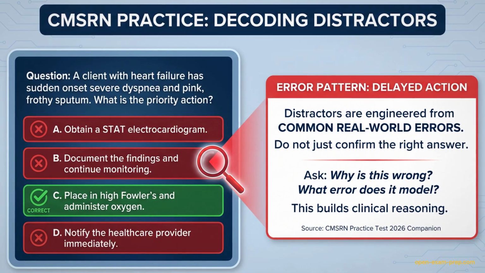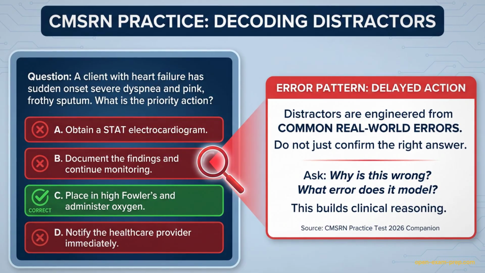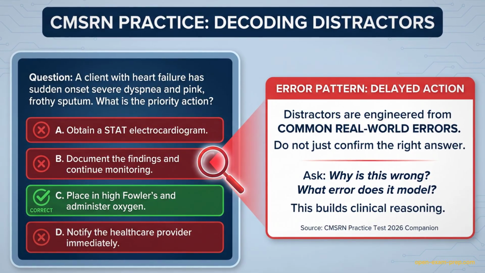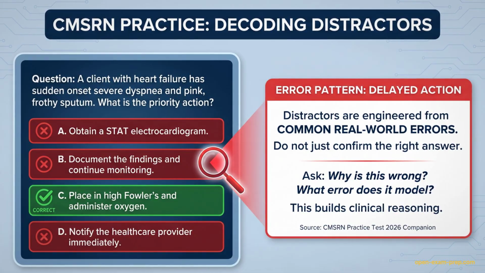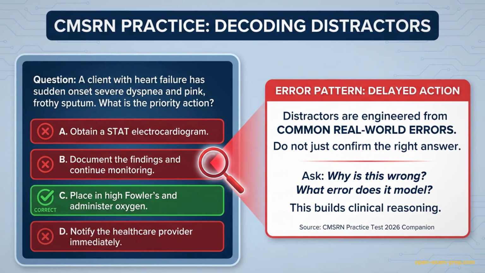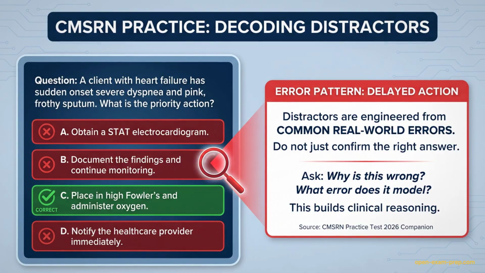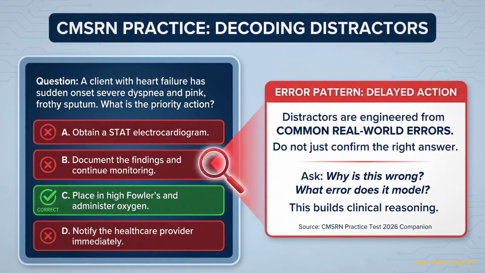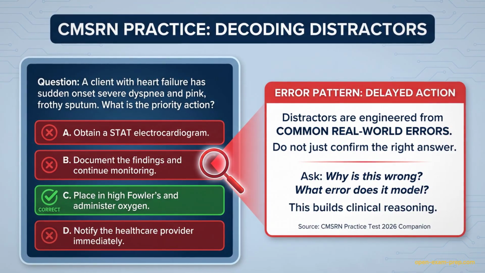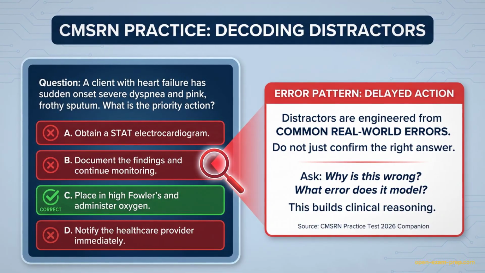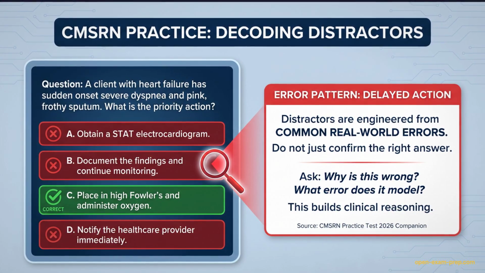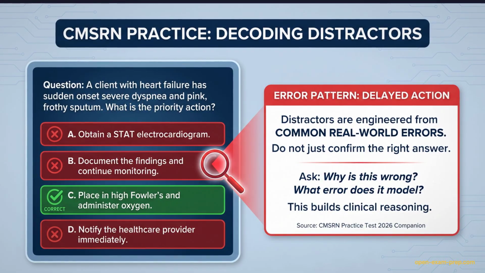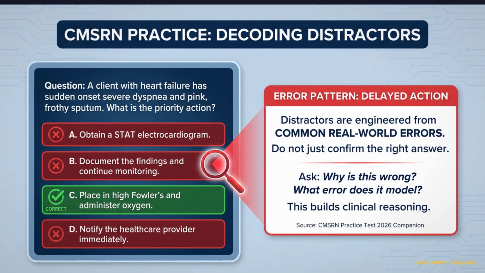Answering a question is only half the work. The real learning happens when you review the rationale, especially for the wrong answers, known as distractors. These aren't random. They're engineered from common nursing errors. Look for patterns like the plausible but delayed action or the comfort over safety trap. When you review, don't just confirm the right answer. Ask yourself why each wrong option was written and what specific error it models.